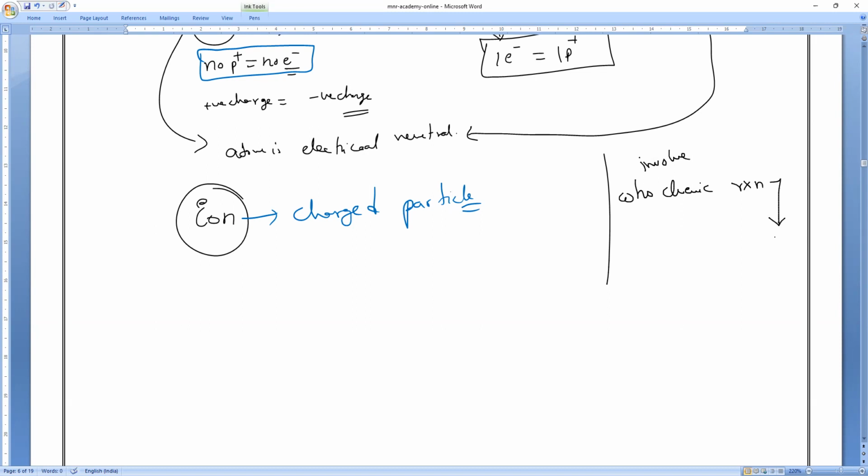According to Dalton's atomic theory, who is involved in chemical reactions? Basically, we'll say atoms are involved in chemical reactions, but that is not true. Exactly, who is involved in chemical reactions? Electrons are involved in chemical reactions.